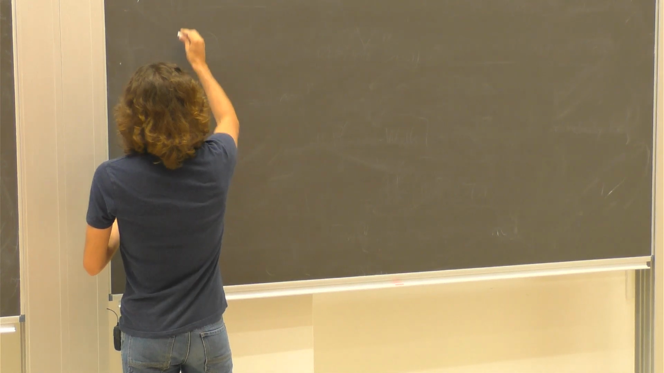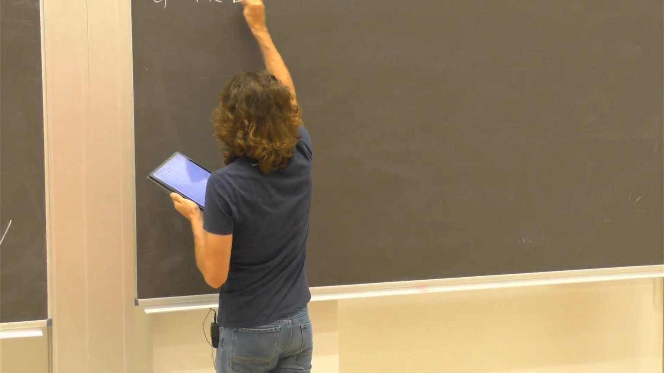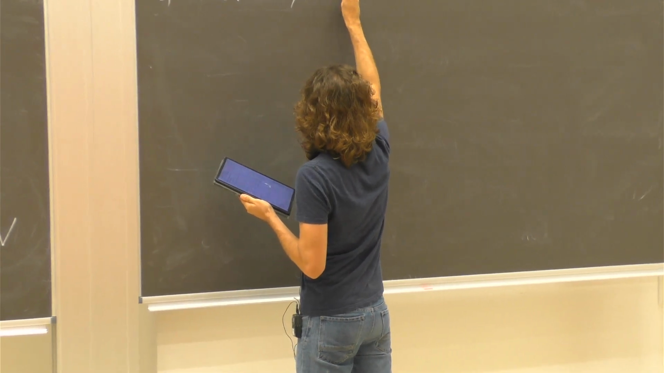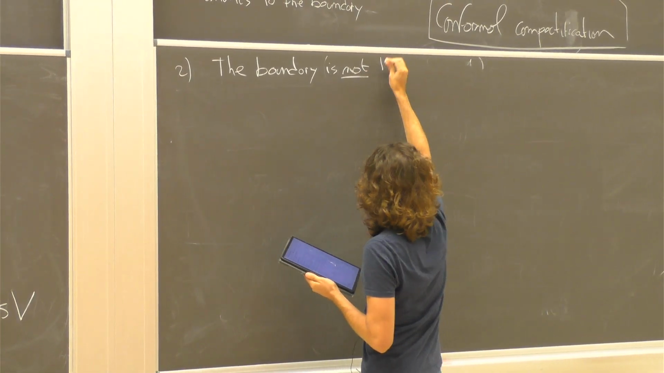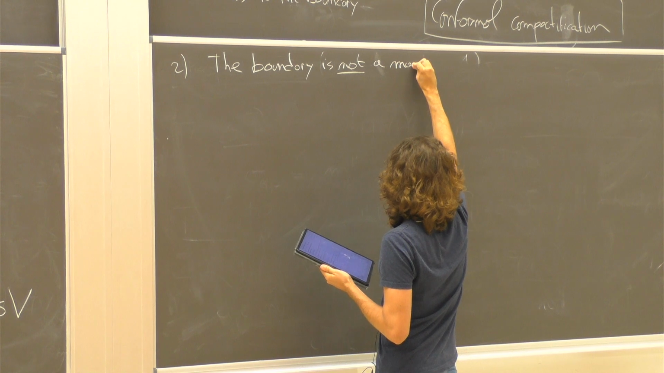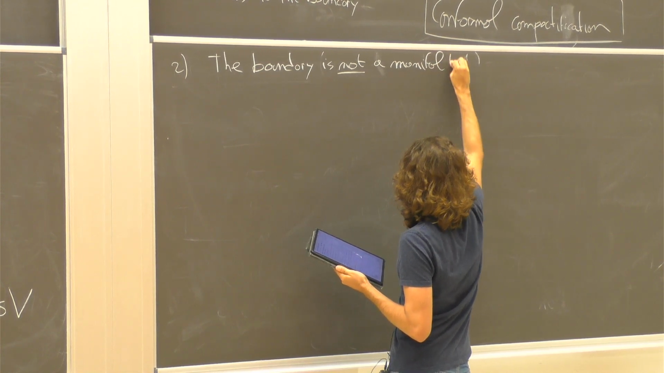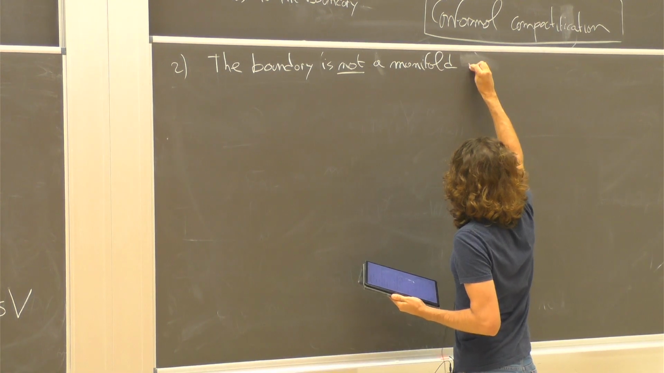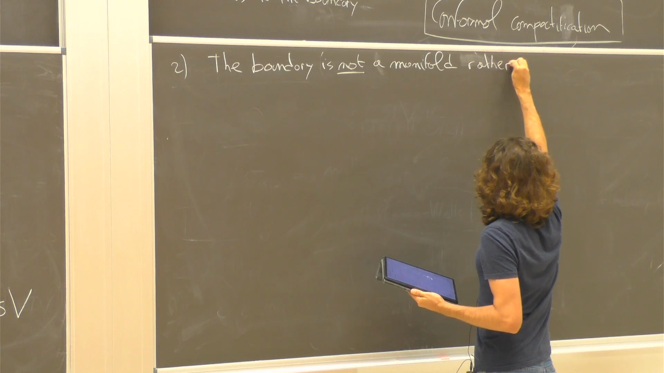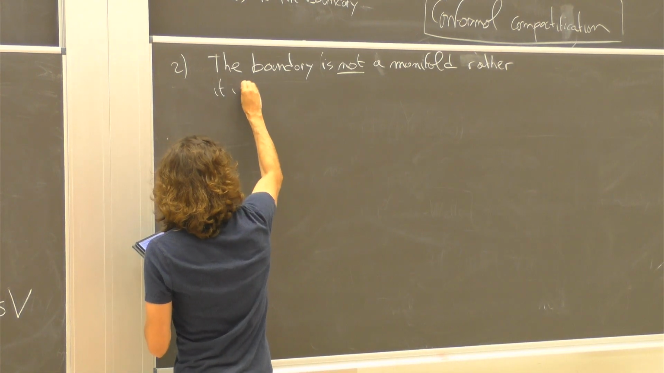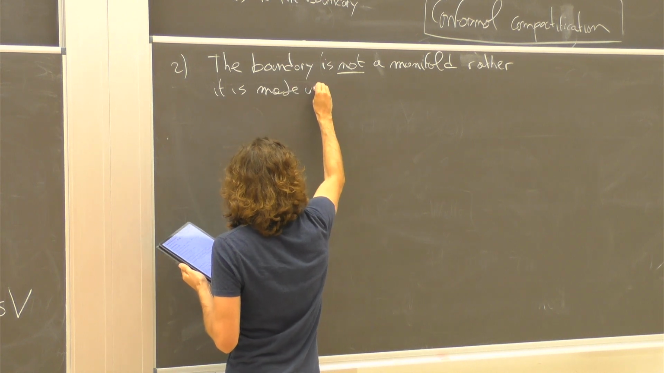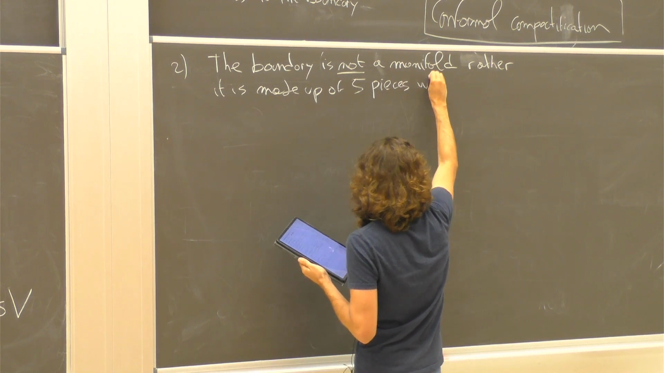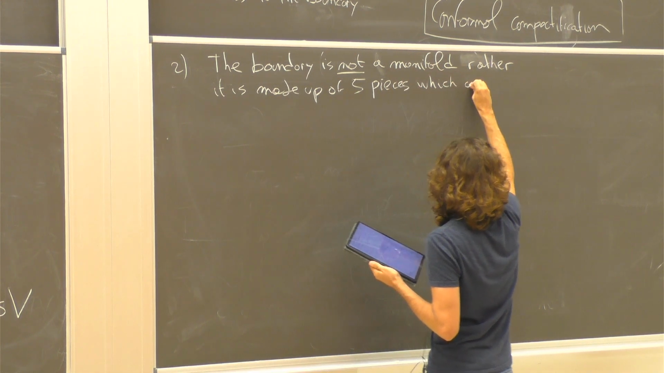So let me write this down because it's important to keep in mind. The boundary is not a manifold, and we'll see this. So it's different from AdS in this sense, precisely because of this strange I plus, I0, I minus. So rather, it is made up of 5 pieces, which are manifolds.